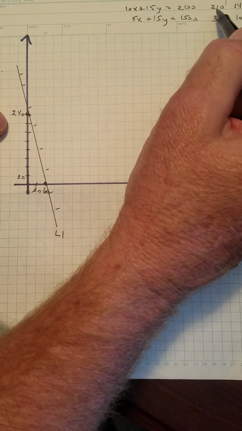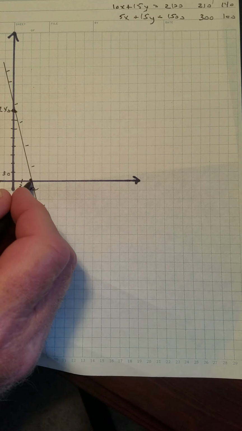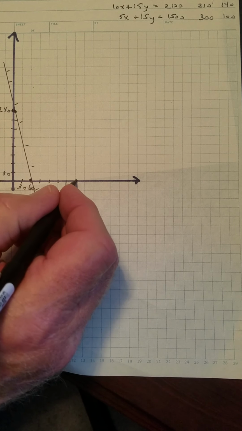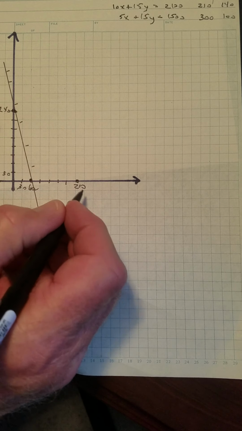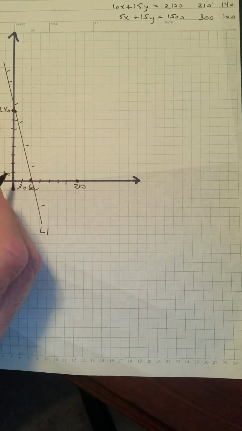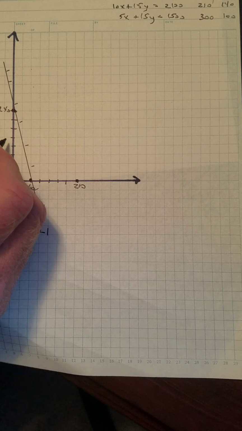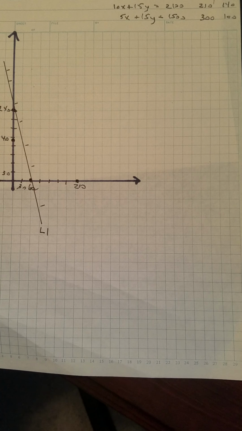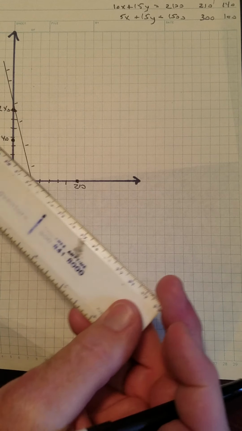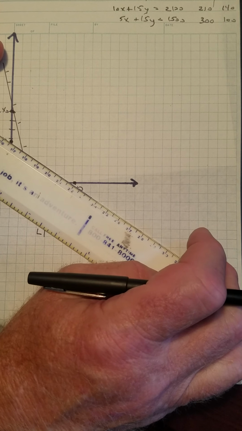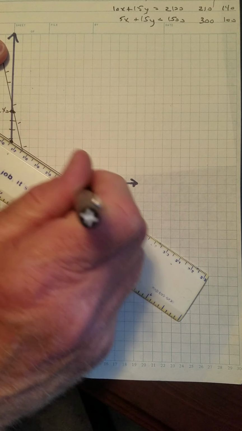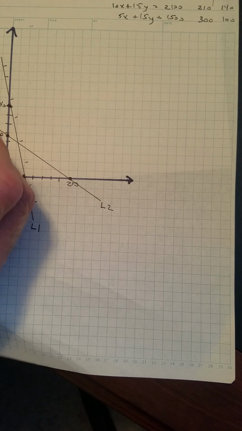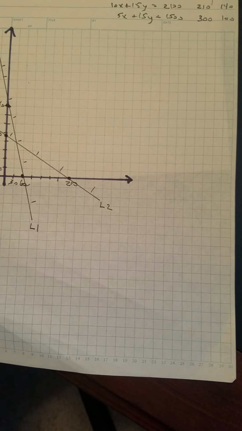The second line has an x-intercept of 210: 60, 90, 120, 150, 180, 210's right here. And a y-intercept of 140, so you got 30, 60, 90, 120, 140, you got to guess a little bit here. 140 is about right there. That's L2. And the tick marks on this one go out that direction.